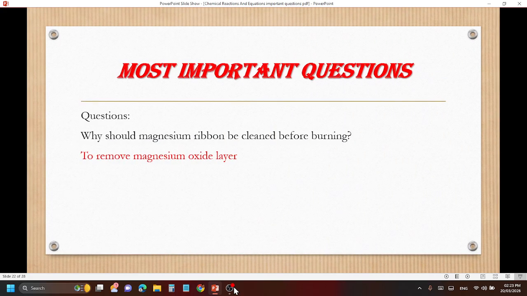Moving on to the next question: why should the magnesium ribbon be cleaned before burning? Very, very important question. Why is it cleaned? Because when magnesium is kept open in the air, the oxygen in the atmosphere reacts with magnesium and forms a layer called magnesium oxide. This becomes a hindrance for the heat to react with the magnesium and start burning. Because of this, we take sandpaper and clean the layer of magnesium oxide so that the magnesium ribbon can be burnt easily. So the answer is: to remove the magnesium oxide layer.